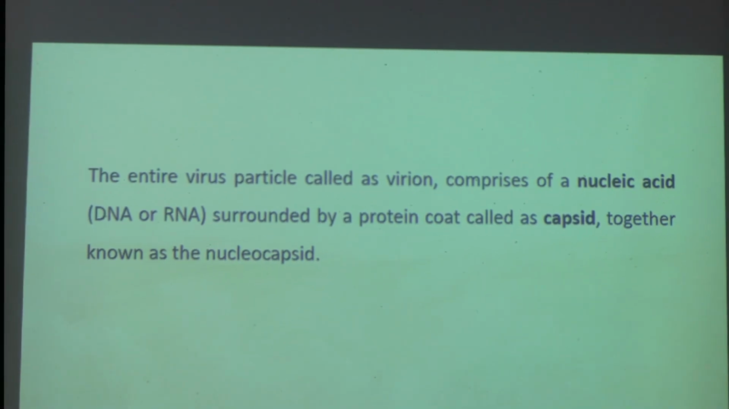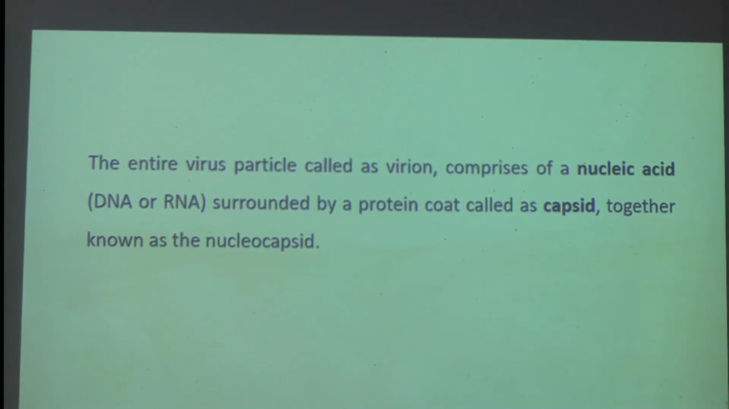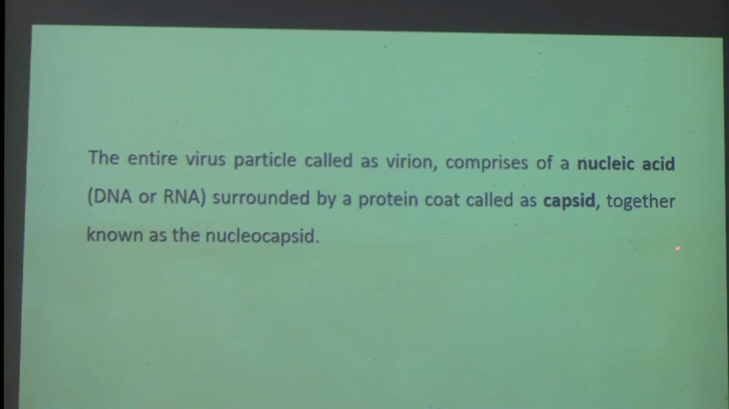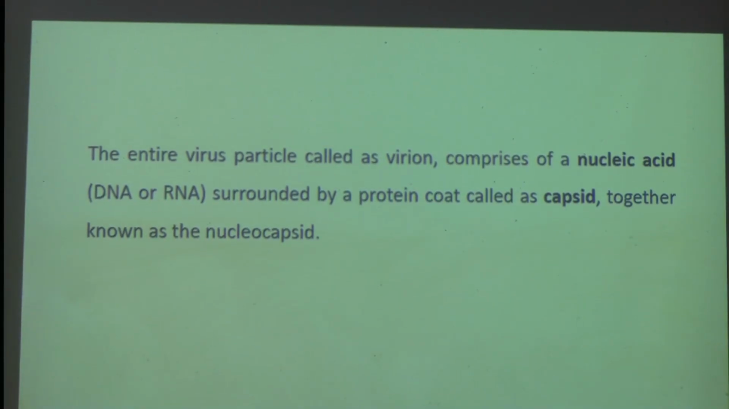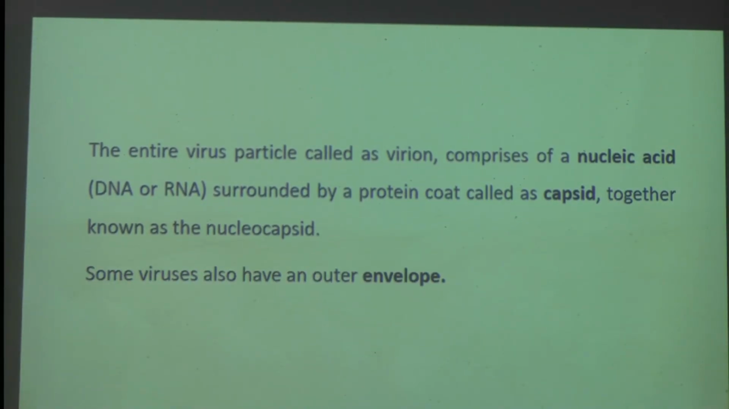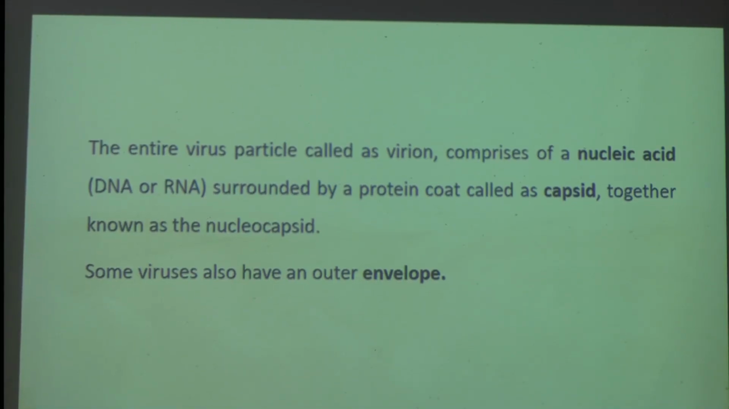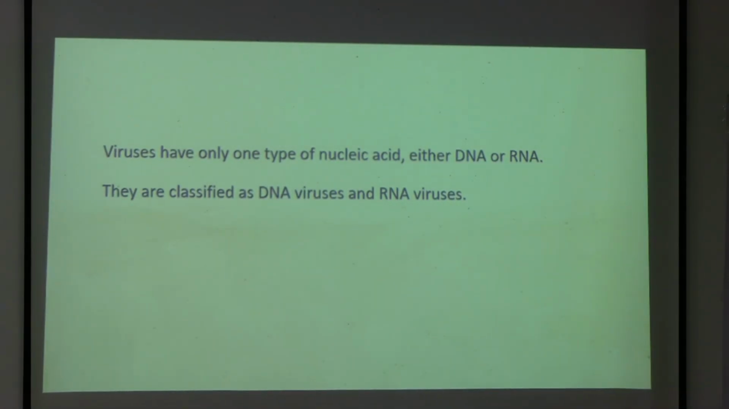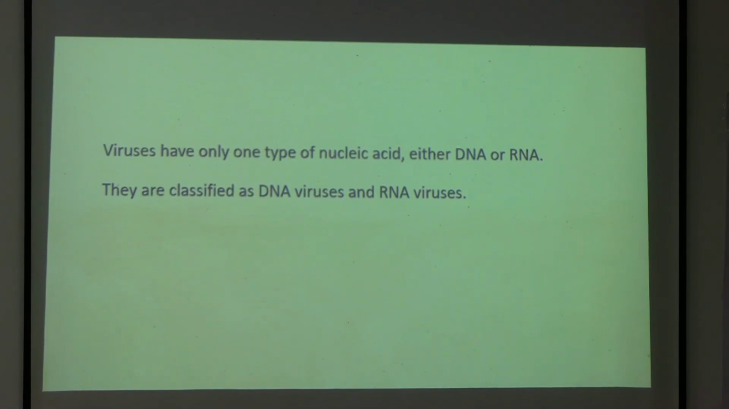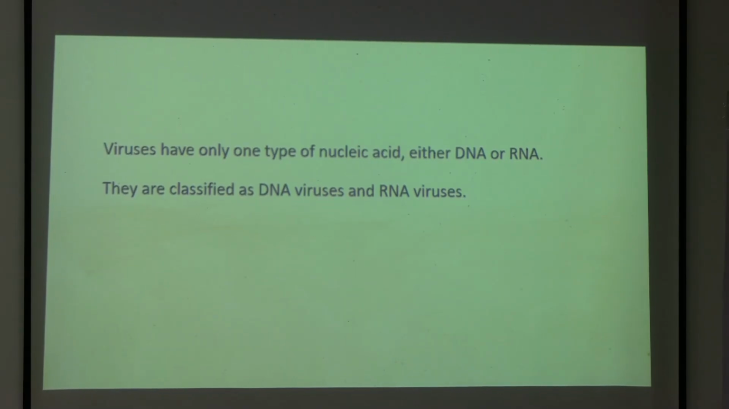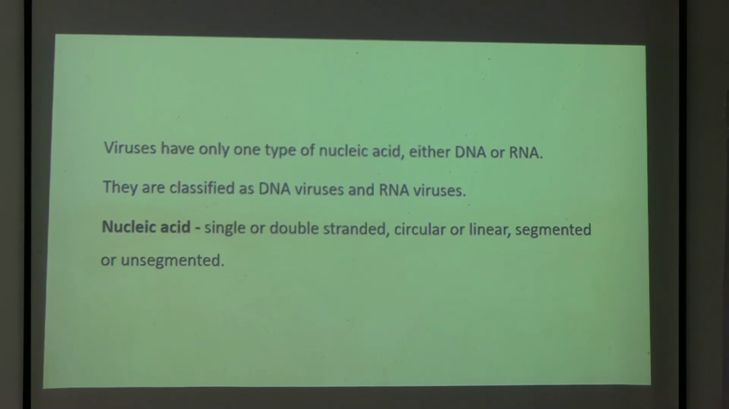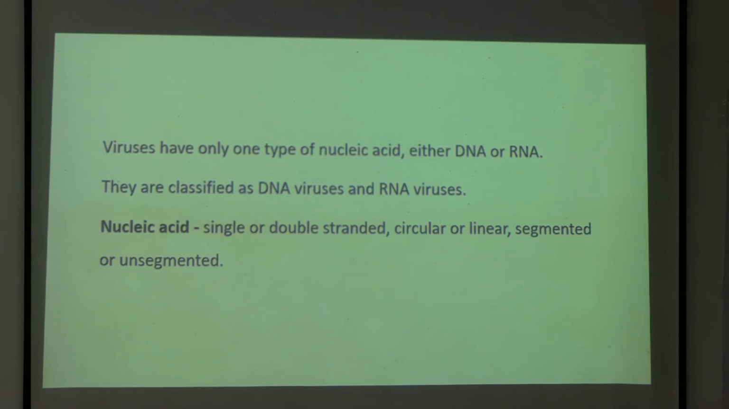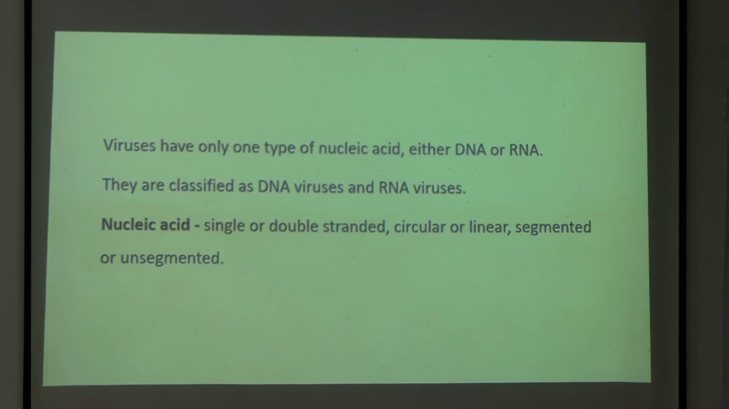They will never have both, okay? And it is surrounded by a protein coat called capsid, and together they are called nucleocapsid. Some viruses are enveloped, they have an outer coating around the nucleocapsid, okay? I told you this. So, according to the genetic material, we can classify them as a DNA virus or RNA virus, okay? Nucleic acids can be either single or double. So, it can be single-stranded RNA, double-stranded DNA, single-stranded DNA or double-stranded RNA.